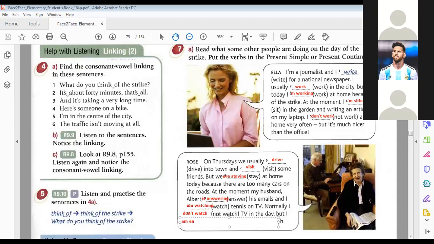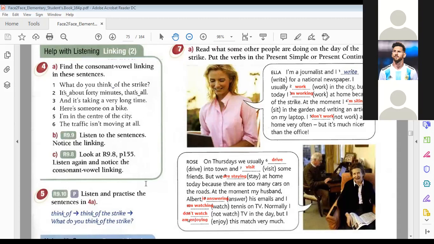Can you say it again? Abdurrahman, I am. I'm not checking the sentence, okay. But I, normally I don't watch TV in the day, but I usually, but I'm enjoying this match very much. Okay.